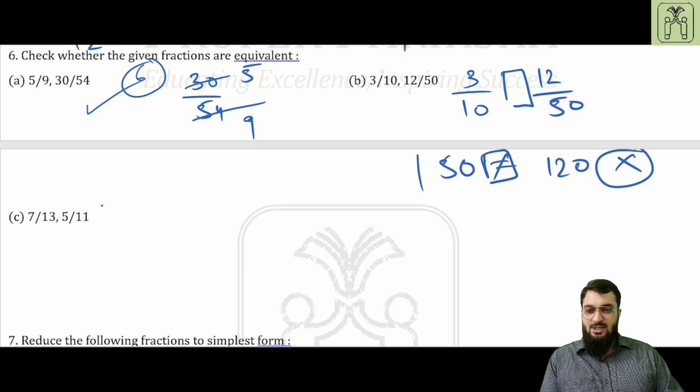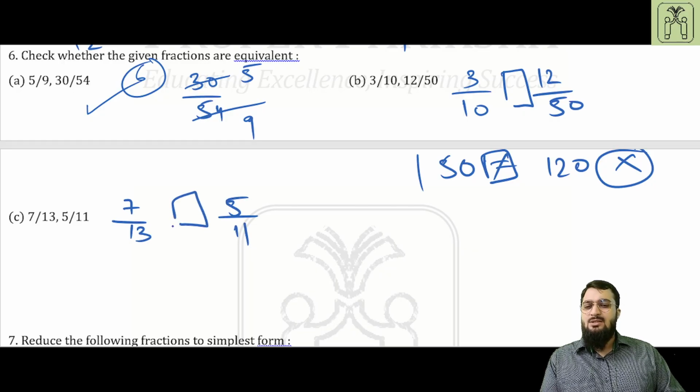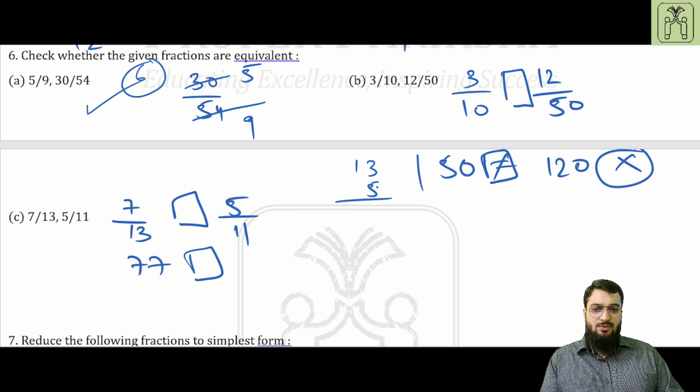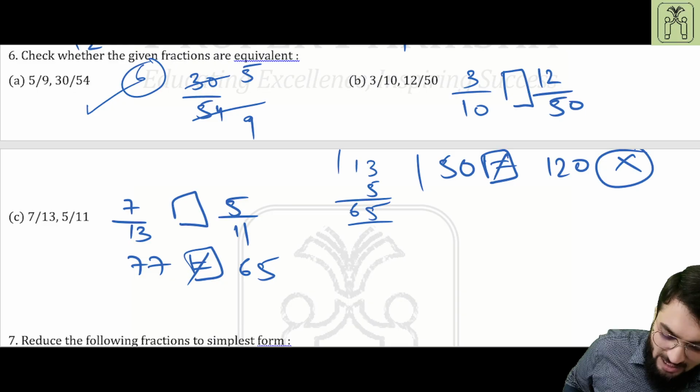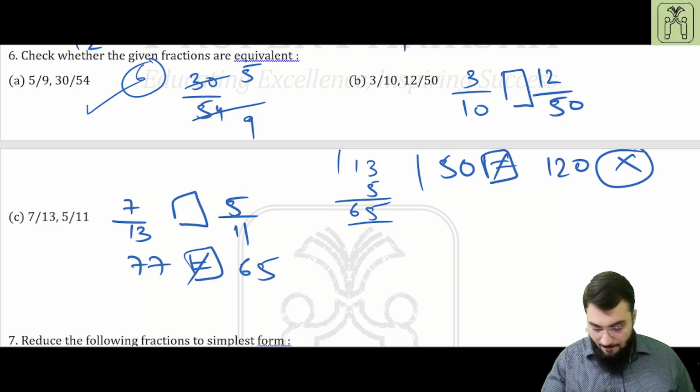Coming to part C, 7 upon 13 and 5 upon 11. Just do the cross multiplication. 11 into 7 will give you 77. Make a box. 5 into 13: what will this give? 13 into 5, 5 threes are 15, carry 1, 5 plus 1 is 6, so 65. This will give you 65. This is also not equivalent. Therefore part B and part C are not equivalent.